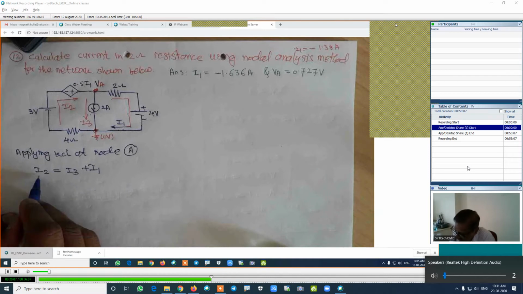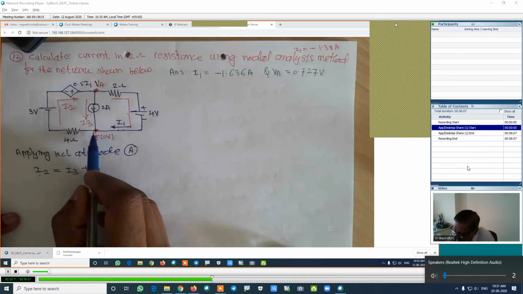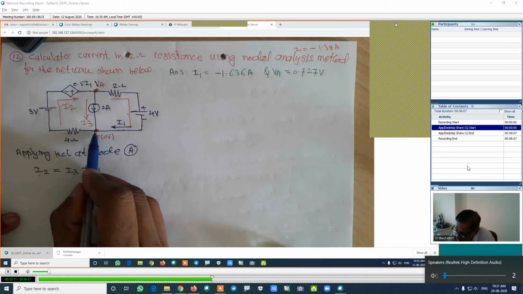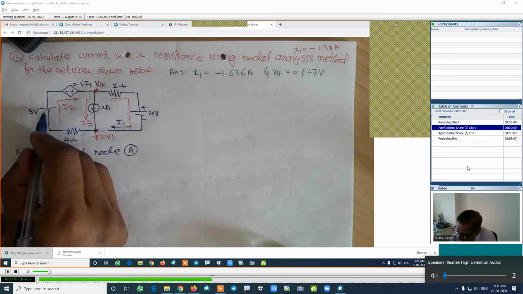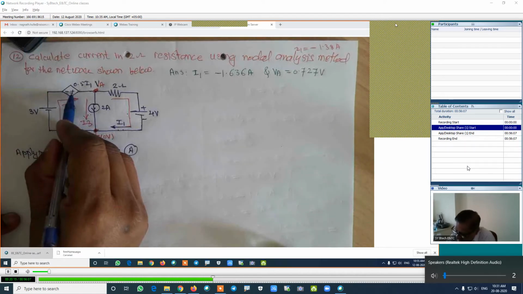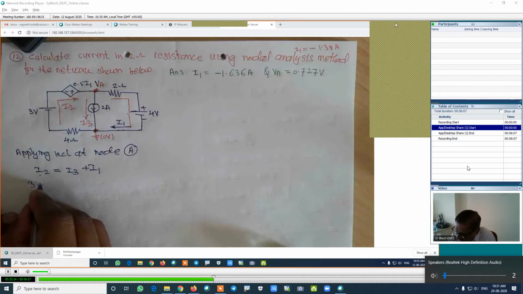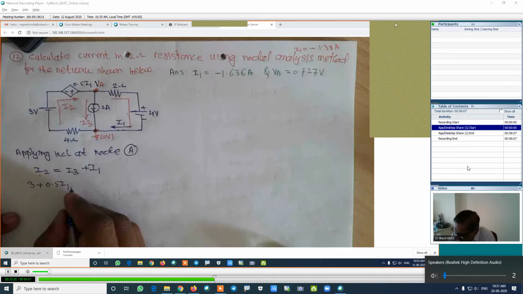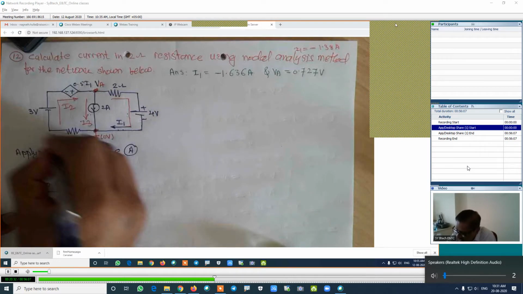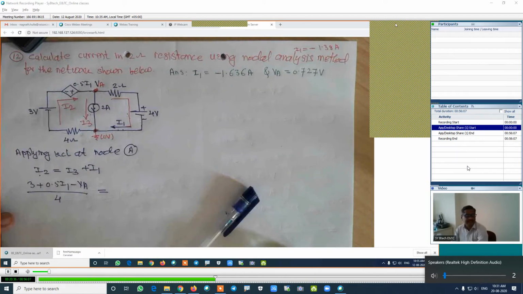I will start from this I2. Here, if this is the current I2, we will start from this point. Here potential is 0. It is negative to positive, plus 3, that is plus 3. Then negative to positive, because this is also a source, that is a plus. How much is the source? 0.5 into I1, minus this potential, which is VA, divided by the resistance of this complete branch, which is 4. Are you getting me? I am calculating the I2.